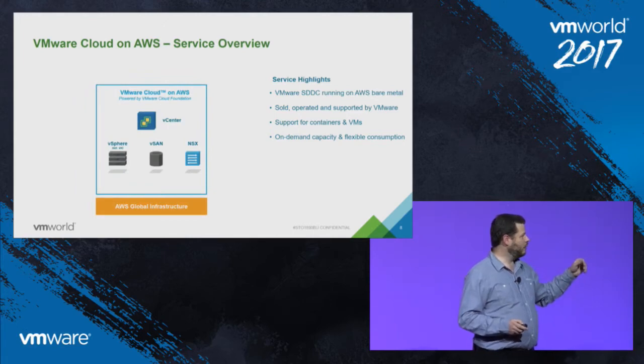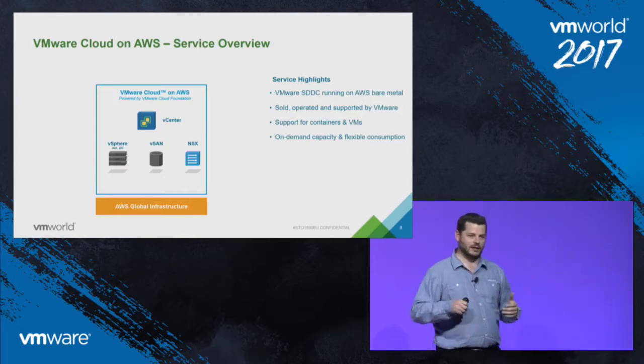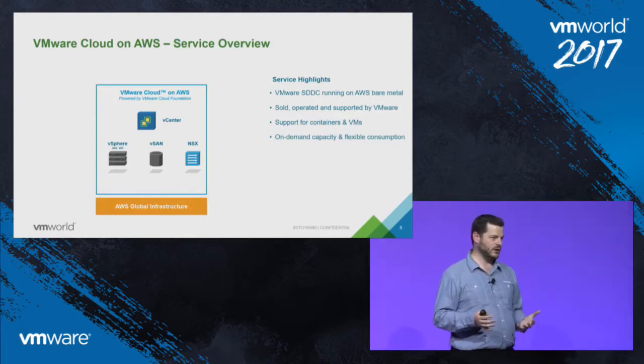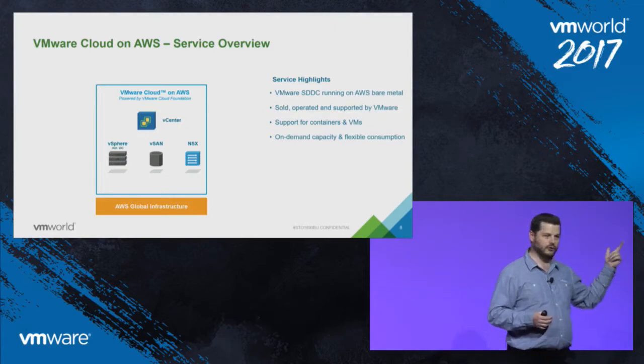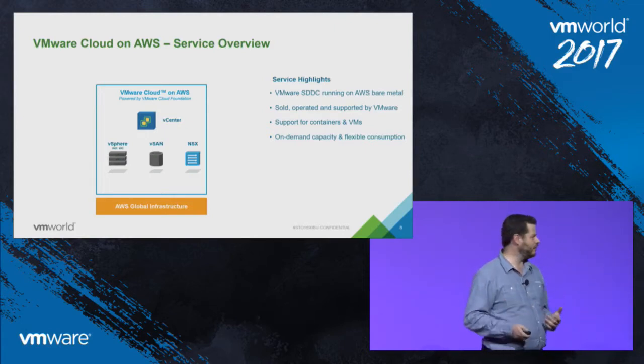So this is a very quick overview here. I kind of mentioned these key technologies. We have vSphere, vSAN, NSX, vCenter. These are tools that many of you are already familiar with, providing your compute, storage, and networking capabilities, giving you that agility in your on-premises environment.